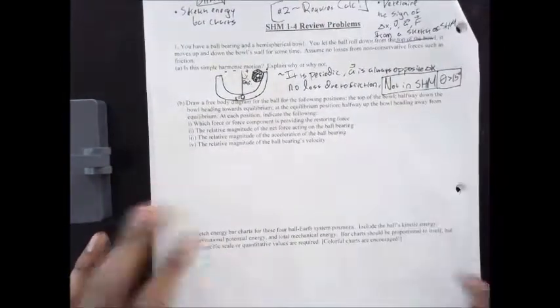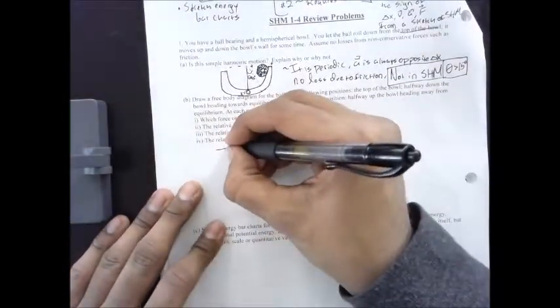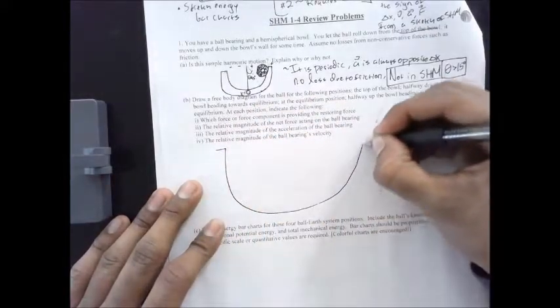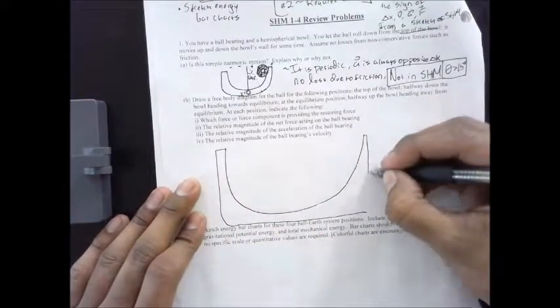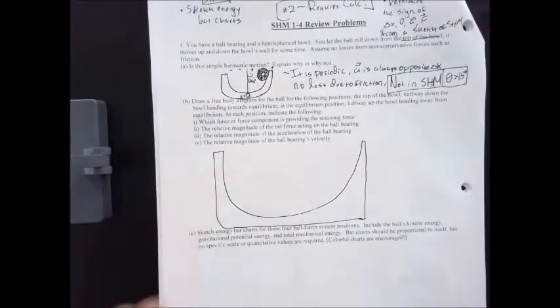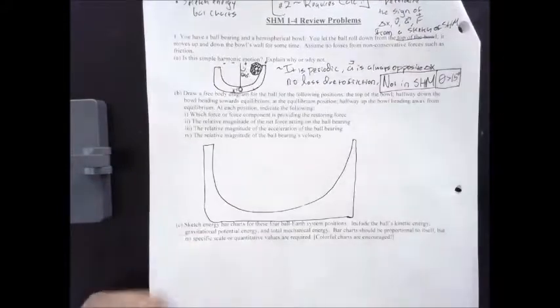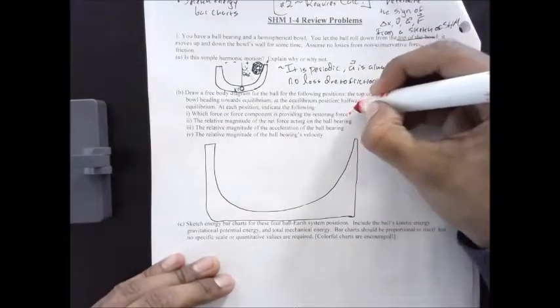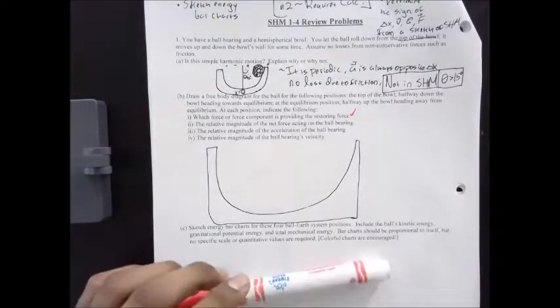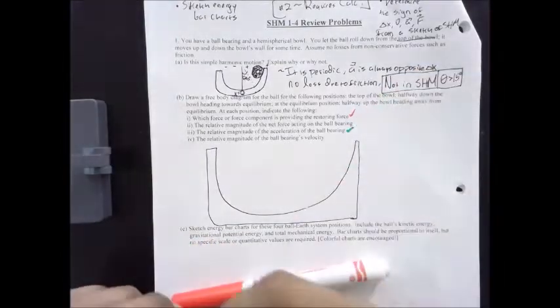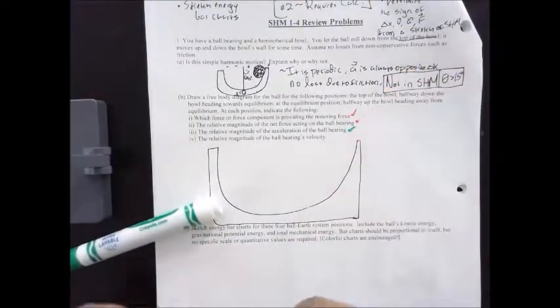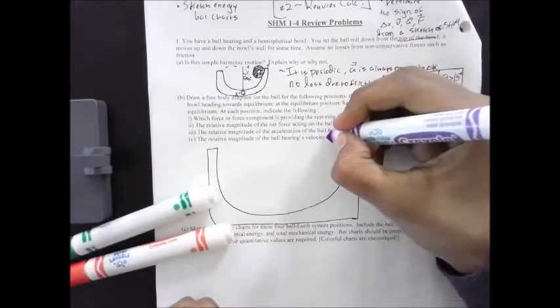Okay, cool. So I'm going to draw a bigger sketch of the ball. I'll indicate the force component, the net force, with a red marker. I'll indicate the magnitude of the acceleration with the green. No, I'll draw this in with red too. And the velocity will be with purple. Cool. Relative magnitude of the ball bearing's velocity. Oh, this will be fun.